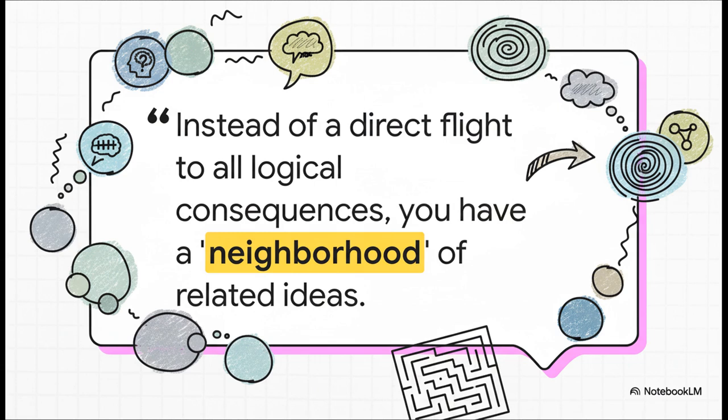In normal logic, thinking is like a direct flight. If you know A and B, you instantly arrive at C. But in a neighborhood model, it's more like your thoughts live in a neighborhood. Knowing a couple of facts gives you access to other closely related ideas, but not necessarily to every single thought on the other side of town. It's just a much more realistic way of thinking about how we connect ideas.